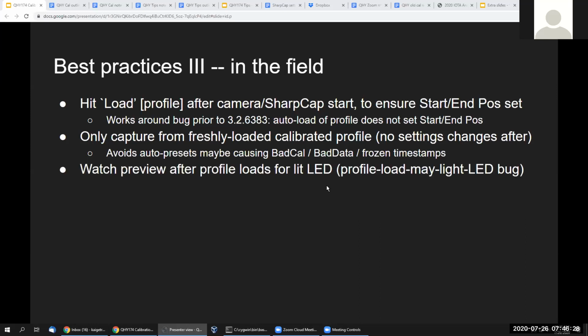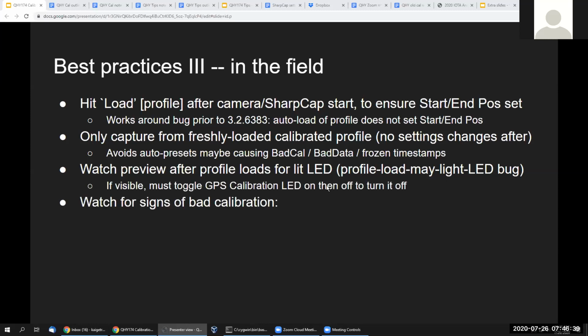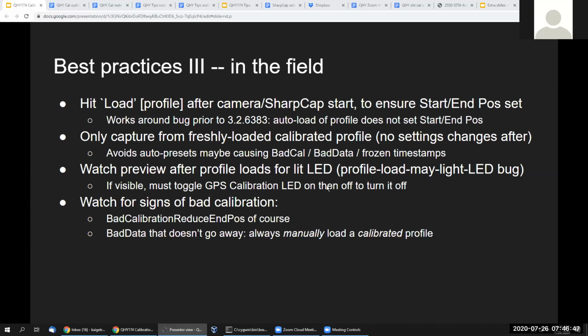Keep an eye on the preview to see if the LED is lit. I've had this bite me, where the profile load may accidentally light the LED. You have to toggle the LED off if that happens. And last, of course, watch for the signs of bad calibration. We all know this one, but now we've learned this one can strike us. Bad data could mean we don't have calibration as well. So always manually, not automatic, manually load a calibrated profile before sitting and waiting for bad data to go away.